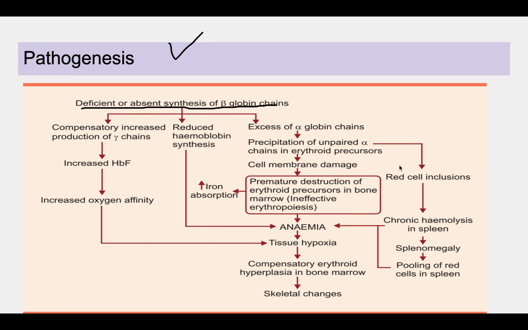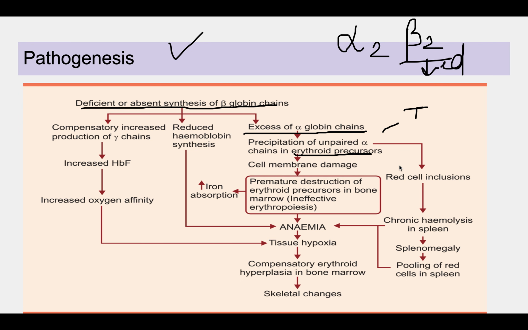Because of this, what happens is, we already understood that the hemoglobin is formed by alpha 2 and beta 2. When there is reduced production of the beta chains, there will be excess of the alpha globin chain. Now when these alpha globin chains are excessively present, they precipitate in the erythroid precursors. Now these alpha chain inclusions produce red cell membrane damage.